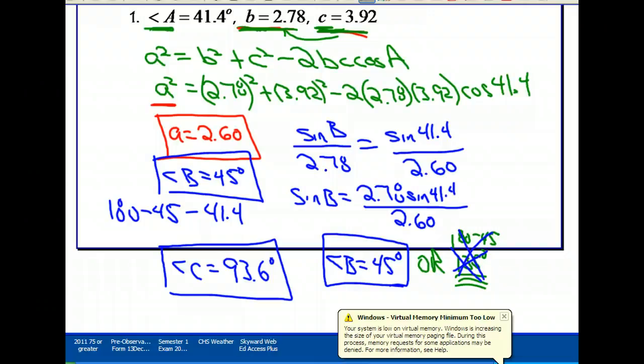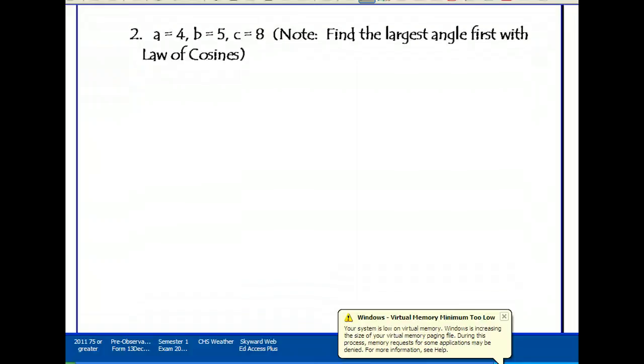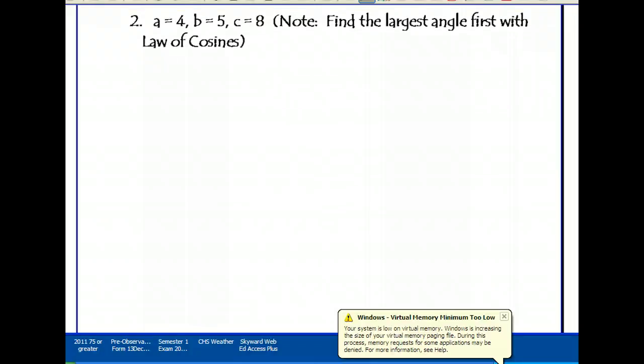I'd like to show you just one more problem. It's still law of cosines, but one more thing to it. I don't know if we'll finish it or not, but we'll certainly start it. So here's a triangle. They give you just three sides, side A, side B, side C. Now, I'm going to use the law of cosines. I have three different letters.